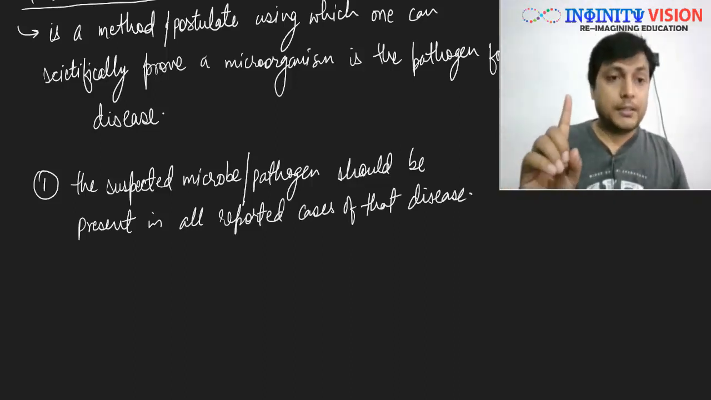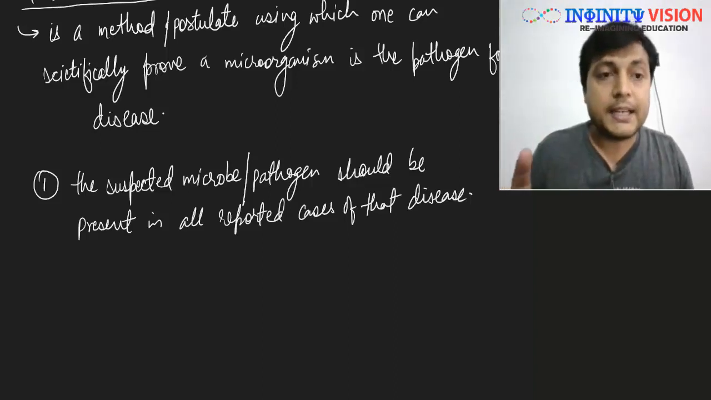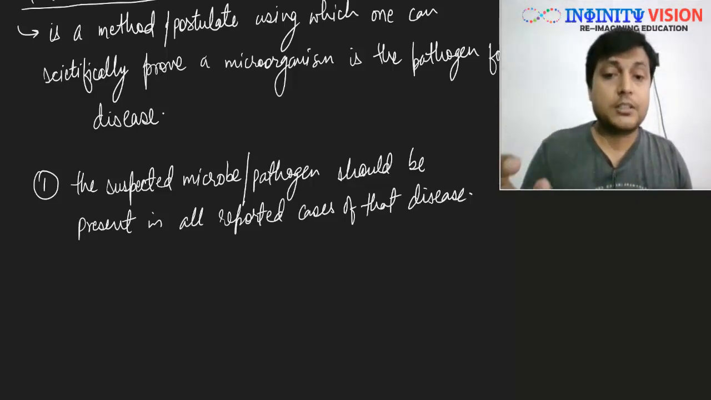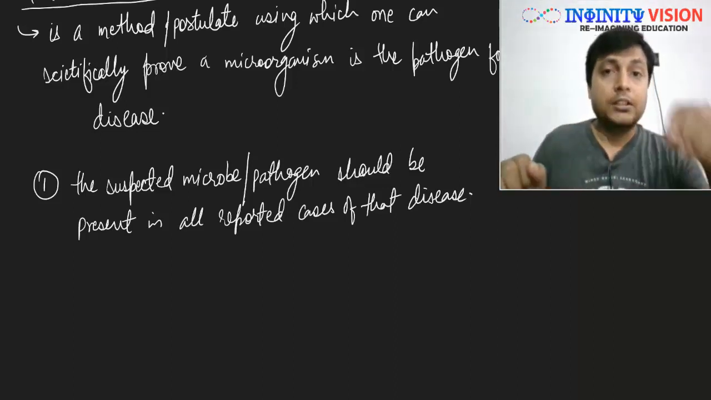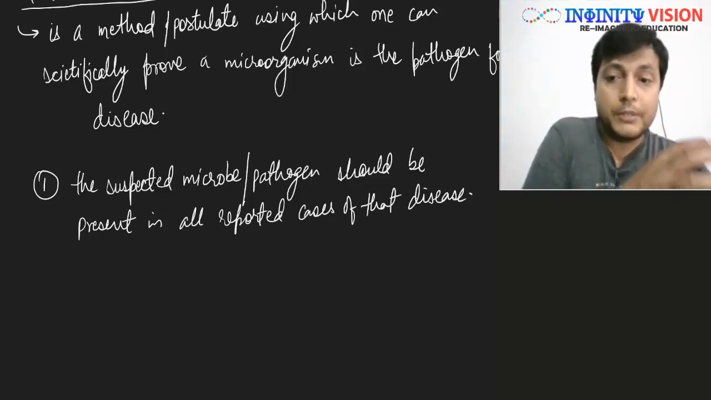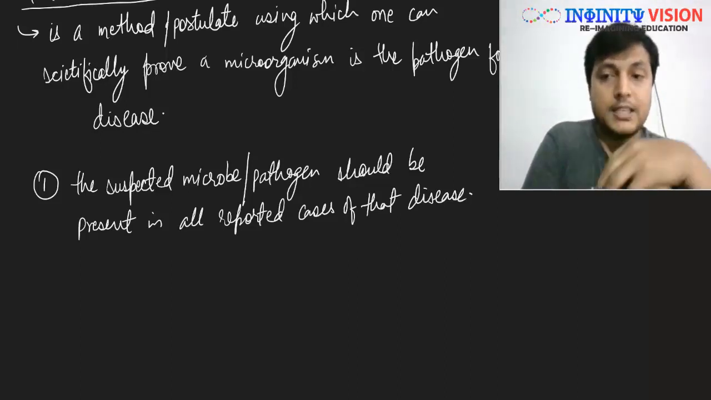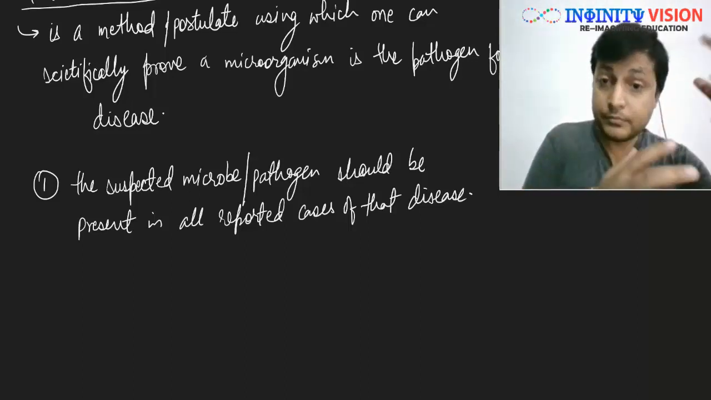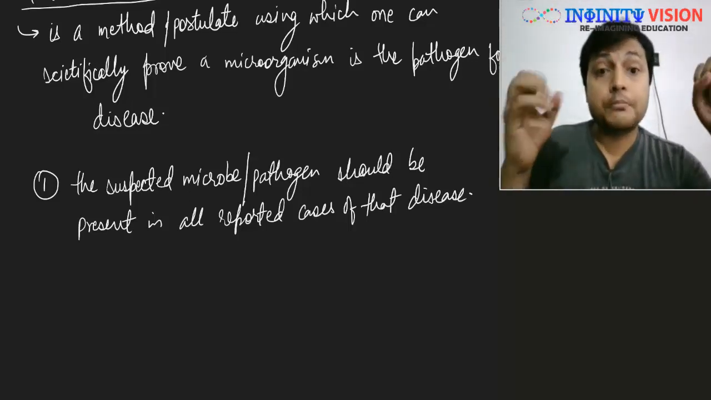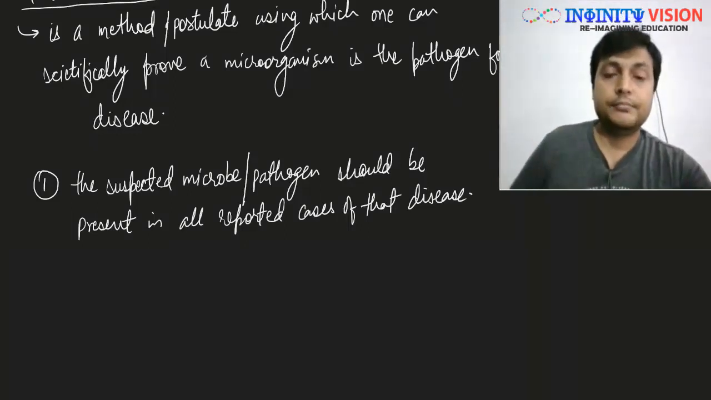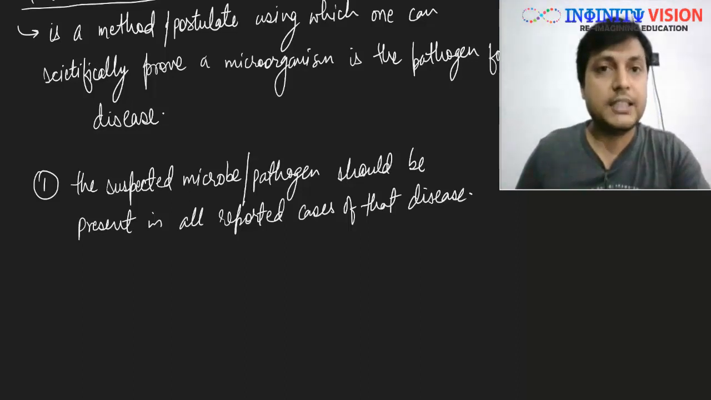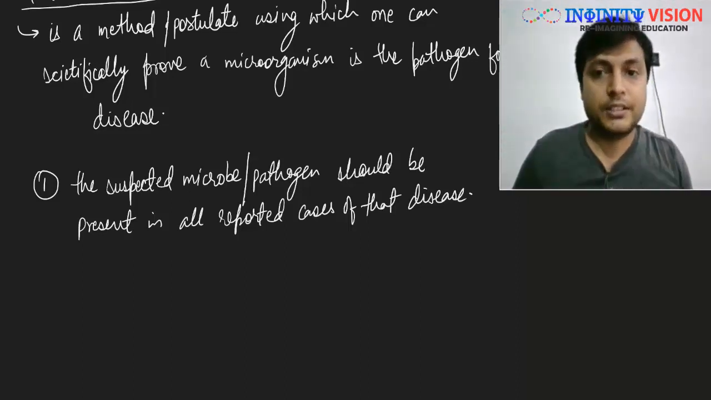So the first point of this Koch postulate emphasizes that if you are going to say that this particular microbe is the pathogen for that disease, the first condition it should fulfill is that this particular microbe should be found or be present in all the cases of that particular disease. Say, for example, if we are saying Mycobacterium tuberculosis is the pathogen for TB, then all the patients suffering from TB must have this particular bacteria. So the suspected microbe, that is Mycobacterium tuberculosis, should be present in all reported cases of that disease. Here, as an example, we are treating TB as the disease, right? Great.